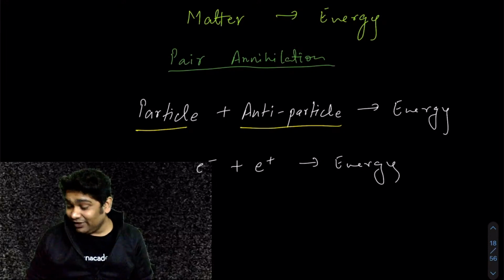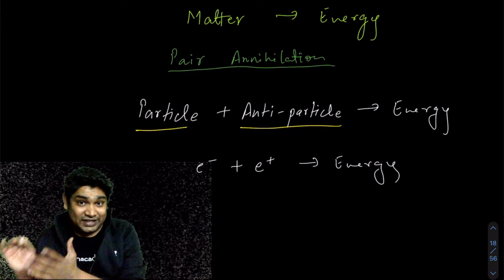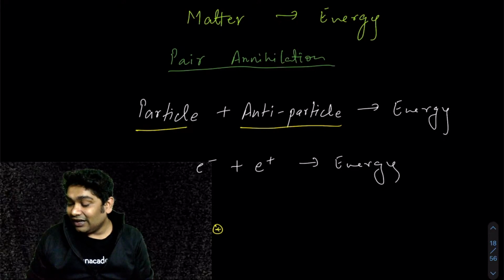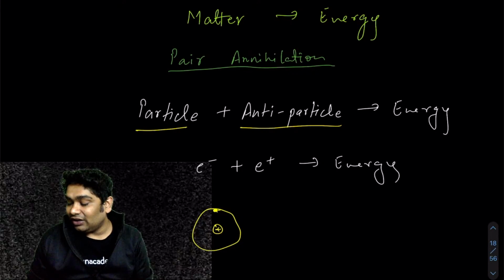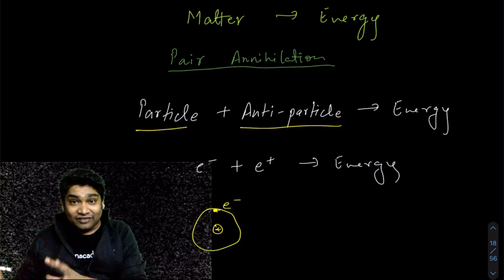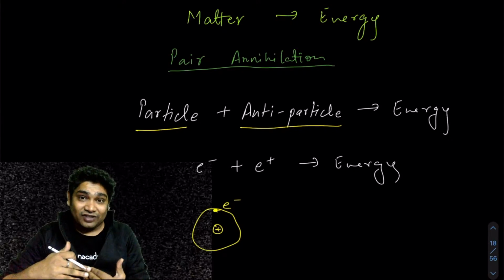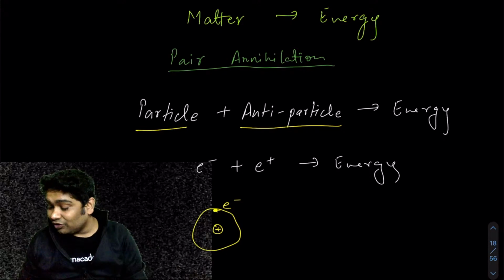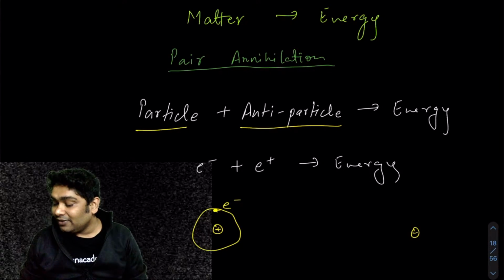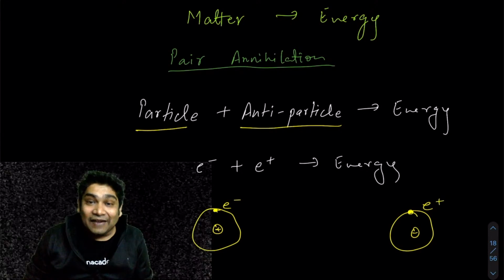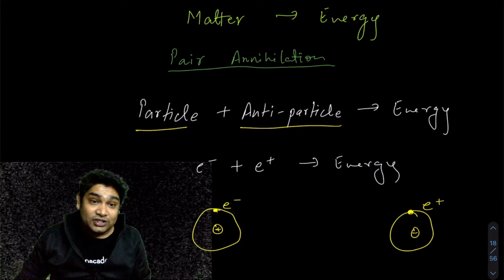Suppose here you have hydrogen, where you have a proton and an electron revolving around it, correct? Because all energy-matter conversions would have happened in pairs, somewhere in this universe you would have had an antiproton and a positron revolving around it. That would be called the antimatter of hydrogen.